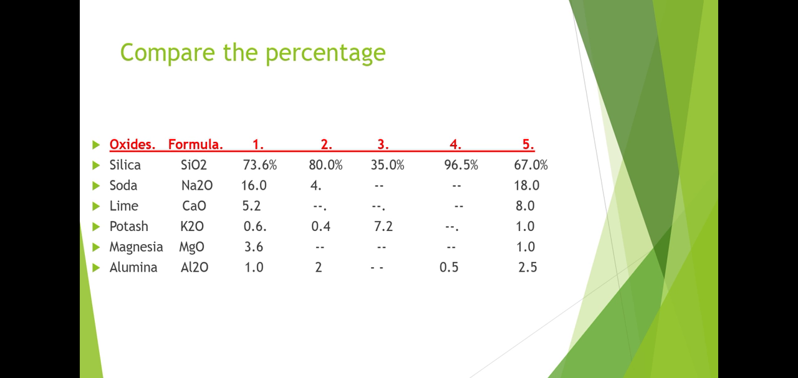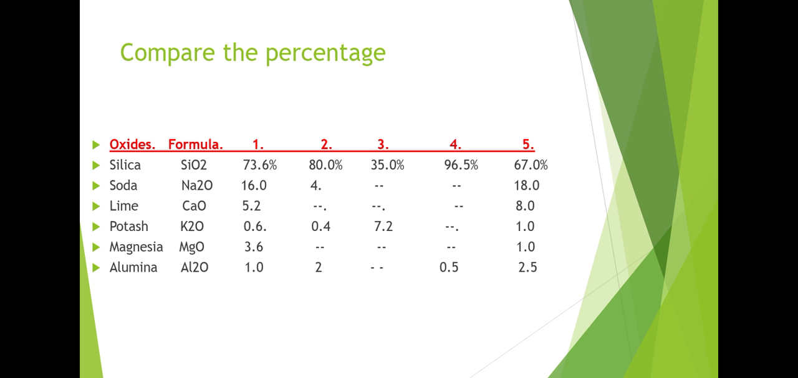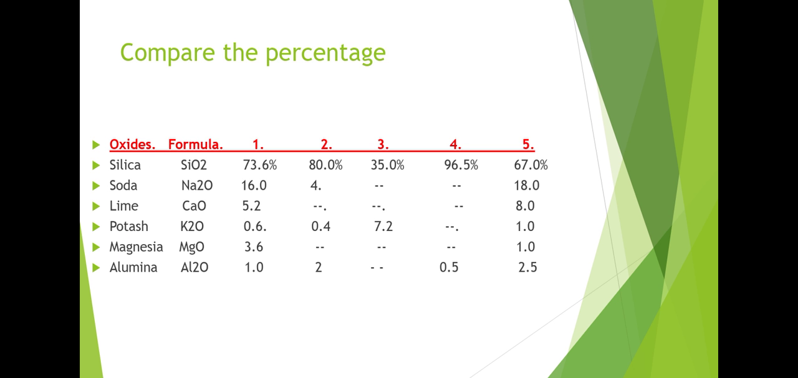You can see the percentages: silica 73% for typical modern soda lime glasses. Silica consists of 73.6%, soda 16, lime 5.2, potash 0.6, magnesia 3.6, aluminium 1.6. And the other percentages are as follows for laboratory, optical, silica glass, and typical glass.